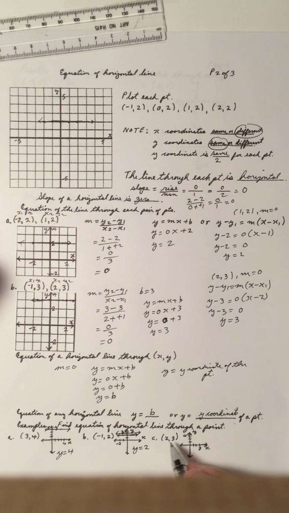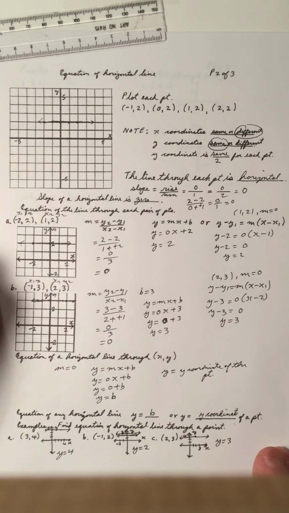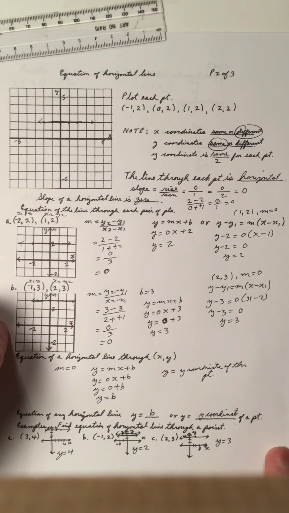And this is the coordinate of 2, 3. X is 2, y is 3 right there. This one is 1, 2, 3. This one is better. And so the horizontal line here, the equation is y equals 3. The horizontal line is y equals b, the y-intercept or the y coordinate of the point.